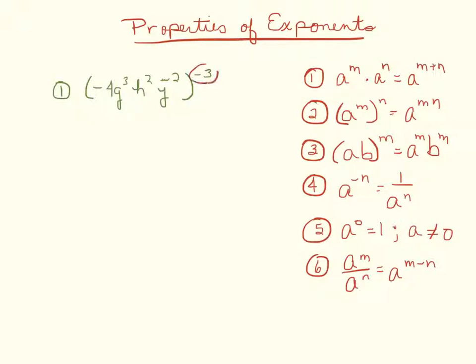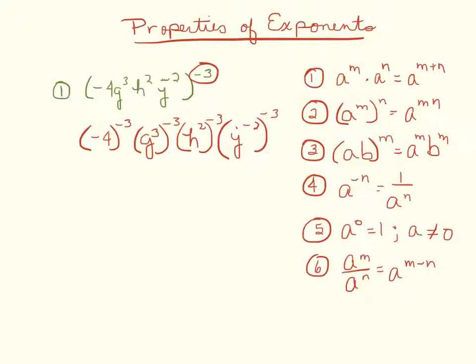So I'm going to raise each thing to the negative 3 power, so it would look like this. Negative 4, raise it to the negative 3. G cubed, raise it to the negative 3. H squared, raise it to the negative 3. And J to the negative 2, raised to the negative 3. So it's a direct application of rule 3 here. A times B, raise A to the M and B to the M. And so negative 4 times G cubed, raise the negative 4 and the G cubed to the negative 3. And I continue on with that idea.